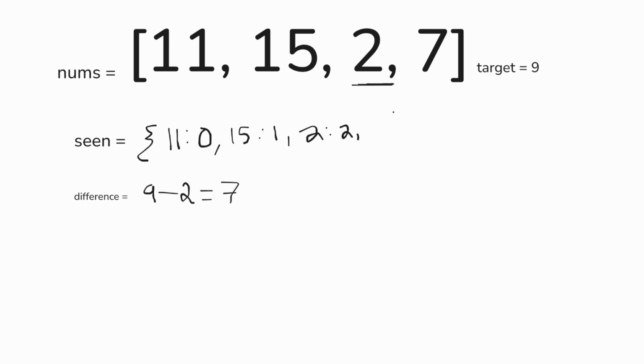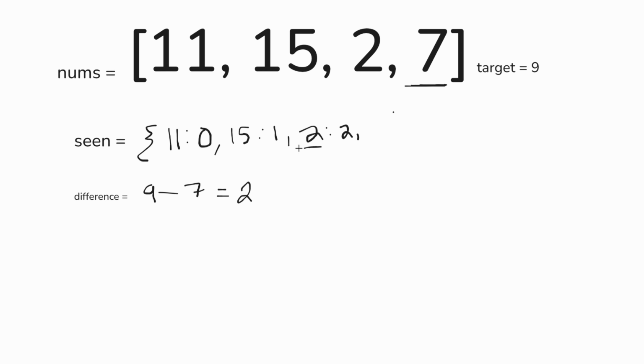Okay, now we're going to move on. Last but not least, we're at the last element in this nums array. We're going to take the difference and see if we already seen it in our nums array. The difference is always going to be target minus the value that we're currently at, which is 9 minus 7. And 9 minus 7 equals 2. So we know that the difference right here is 2. So we need to see, okay, is 2 in our seen array?